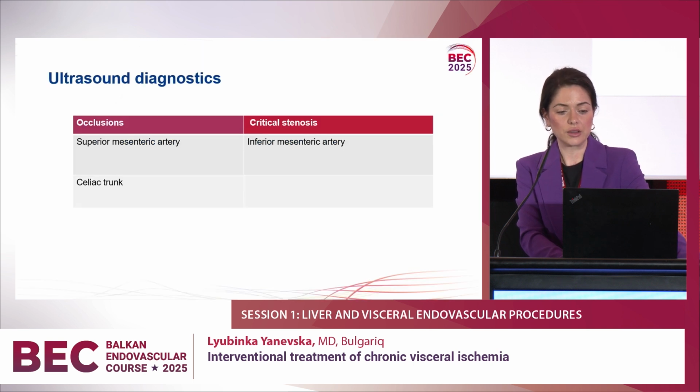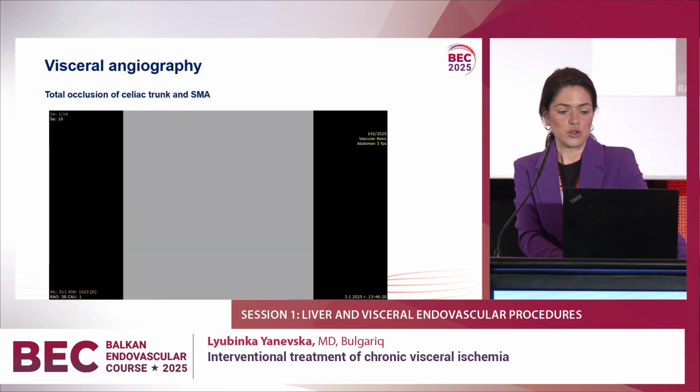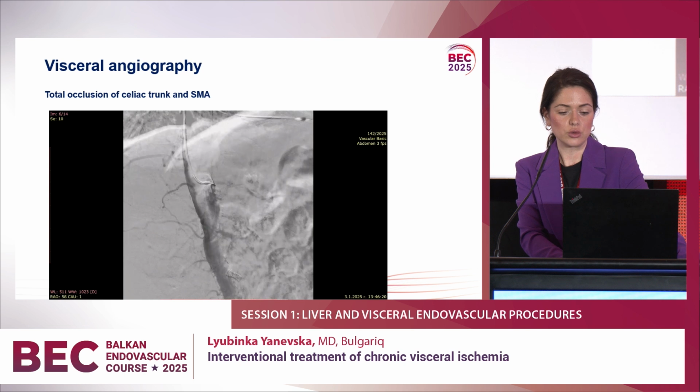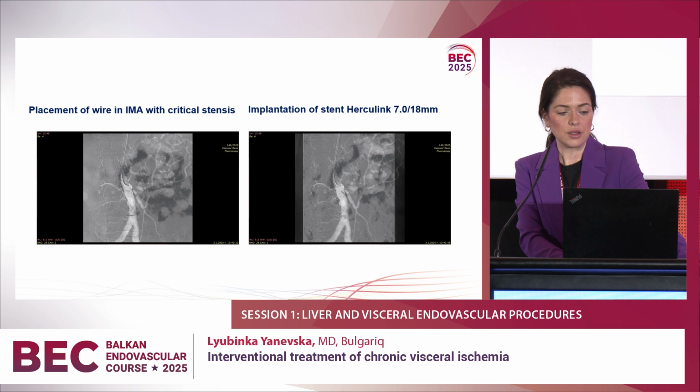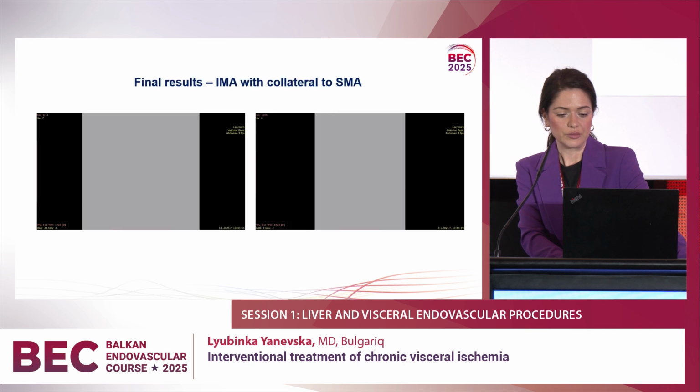The ultrasound diagnostic shows occlusion in two lesions, superior mesenteric artery and celiac trunk, and critical stenosis in the inferior mesenteric artery. This is angiography for total occlusion of the celiac trunk and superior mesenteric artery. The second one is placement of wire in the inferior mesenteric artery and dilatation of the critical stenosis with stent implantation. Final result: we see the collateral to the superior mesenteric artery.